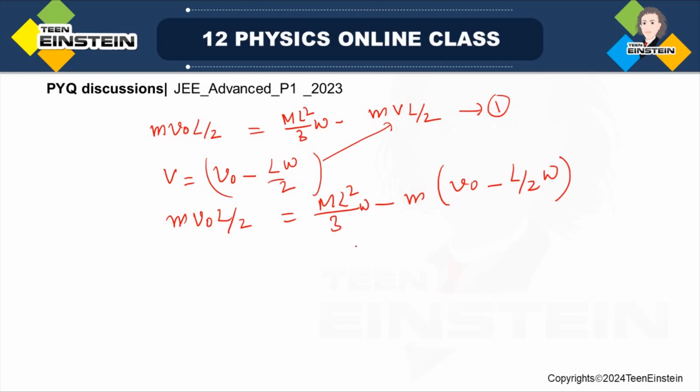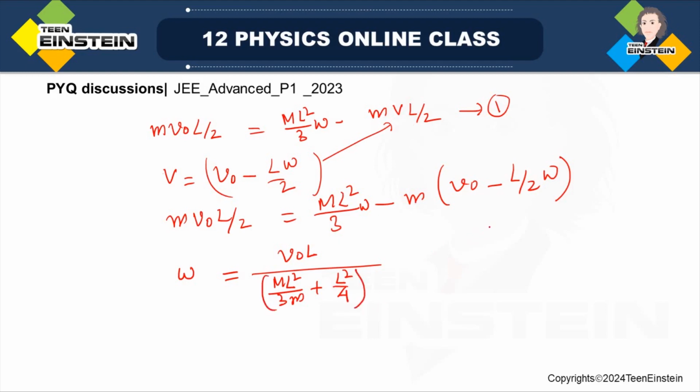3 into omega, and if I solve for omega, see, I'll get, upon simplification, v0 into L divided by m L square by 3m plus L square by 4. Okay, so this is what I'll get.